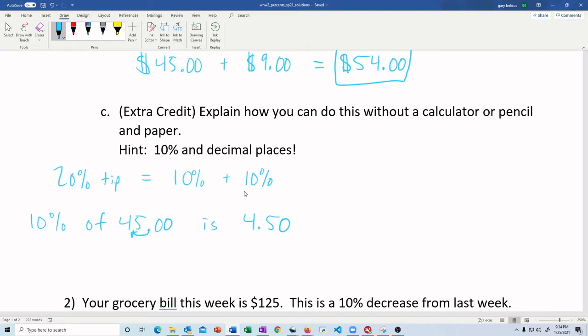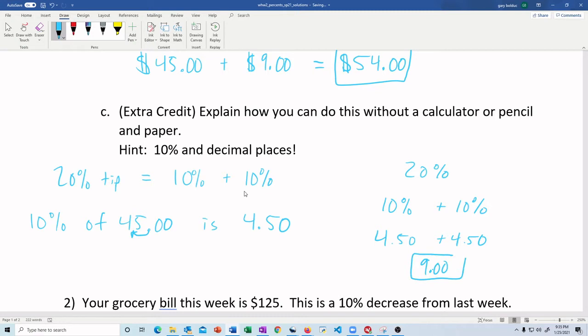So then how did I get to 20? Well, 20% is just two of those. So if I want to get to 20%, all I have to do is take 10% tip plus 10% tip, which was $4.50 plus $4.50, which is $9.